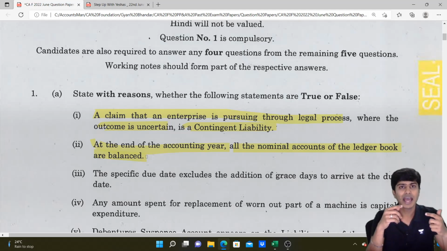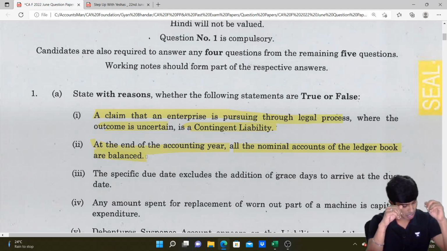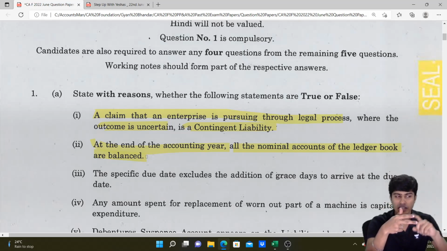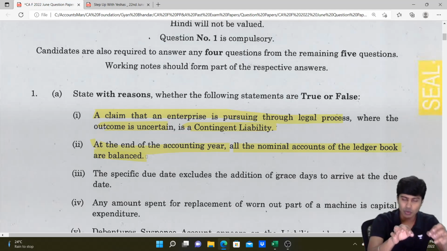Let me repeat. At the end of the accounting period, real and personal accounts are balanced. Meaning, if it is an asset account, cash account, bank account, any debtor account, creditor account, all of these accounts you would see balance carried down, balance brought down, to or by, depending. But in accounts like purchase, sale, interest, rent, you cannot write balance carried down, balance brought down. You should always close them by transfer to profit and loss account, or trading account in certain cases. So that's what the statement is about.